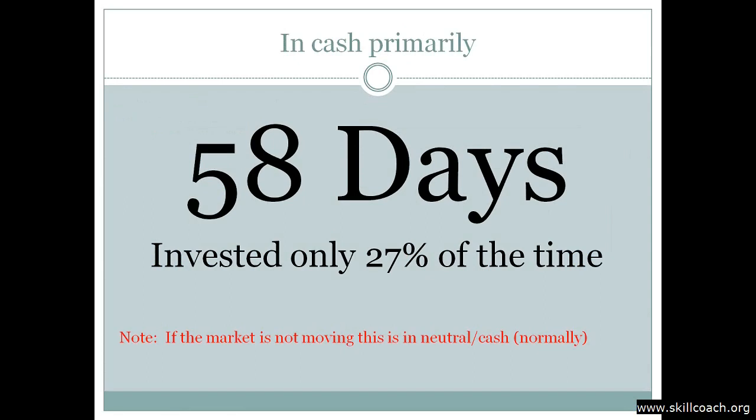Let's take a look at just how valuable that is. Well, what's 58 days? 58 days is 27% of the time. You're not invested all the time in this market using this approach. It would only be 27% of the time. And, like I said, if the market's not moving, this is going to be neutral in cash and not offering overbought or oversold conditions. That's a huge added value.